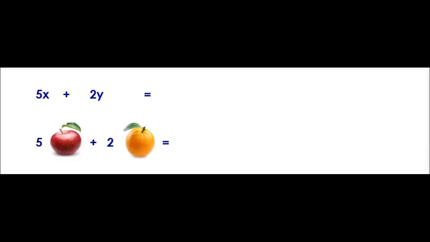Looking at a similar but slightly different example, I can see that I have 5x and 2y. In this case, the terms are not like terms. I cannot gather them together. That's sort of like saying if I had 5 apples and 2 oranges, that I would end up with 7 apple-oranges.